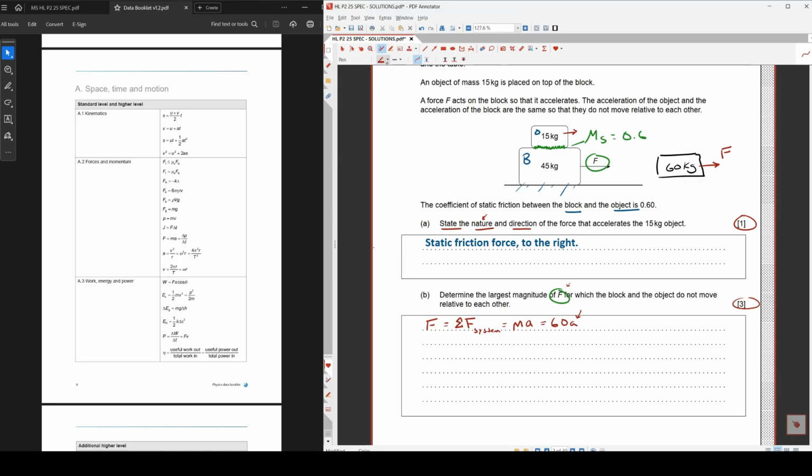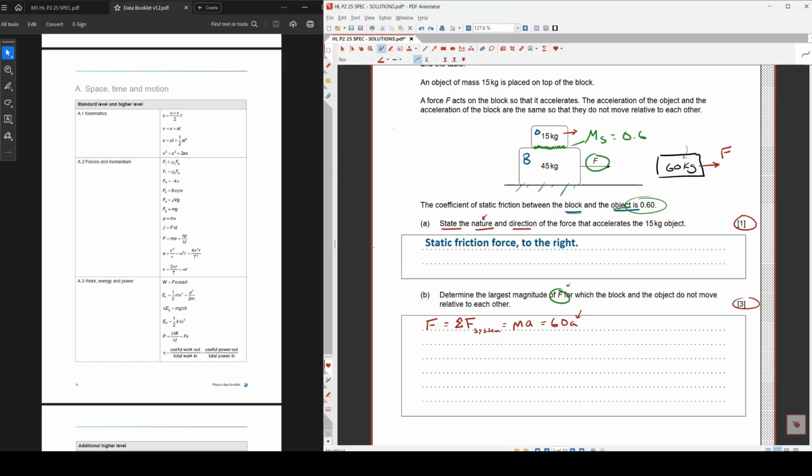Well, what information did the problem give me? Oh, it gave me the coefficient of static friction between the block and the object. So maybe I can do something with this. If I want to deal with this friction, though, I now can't look at the overall picture. I need to look at one individual thing, either the object or the block. All right, so let's pick one to look at. I think the object makes sense since that's what we were talking about here. So let's look at the forces on just the object.